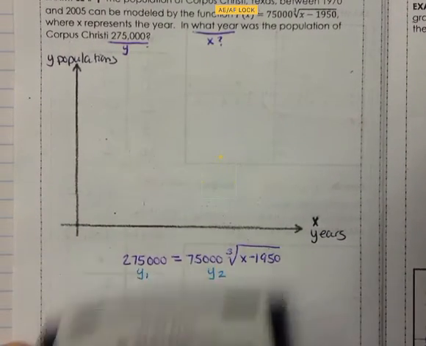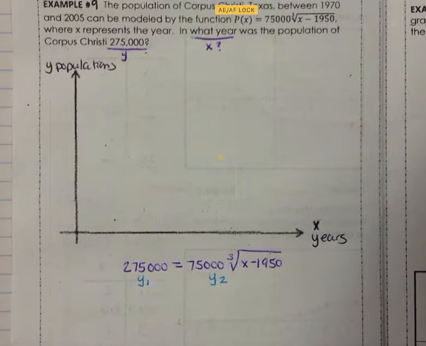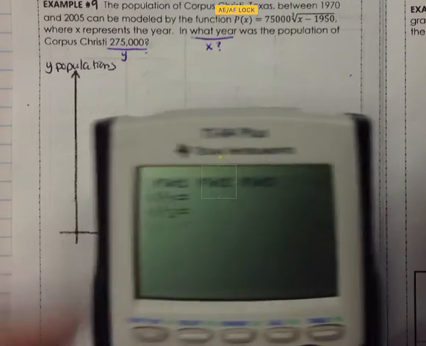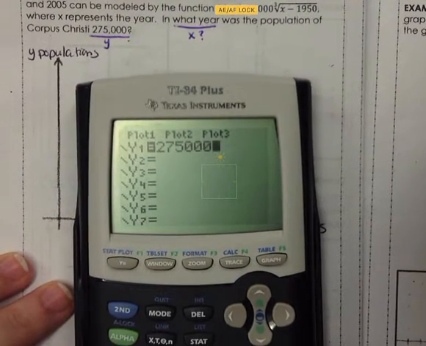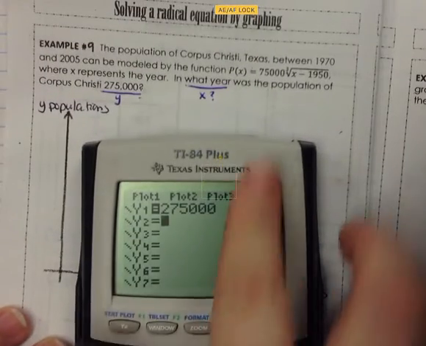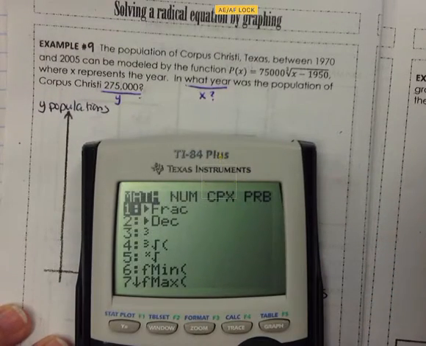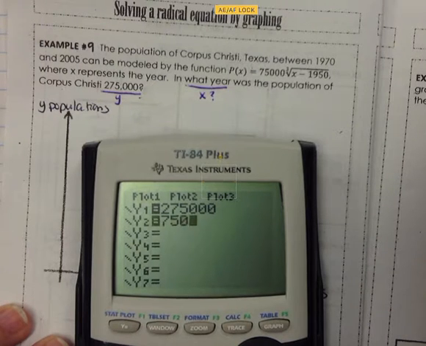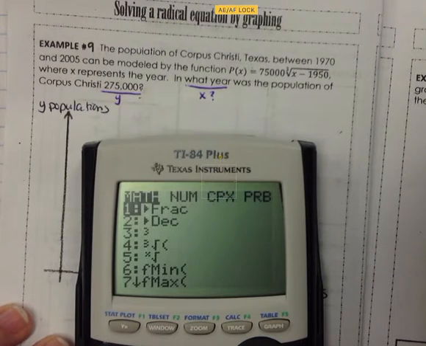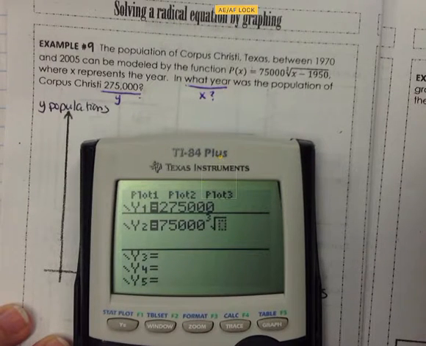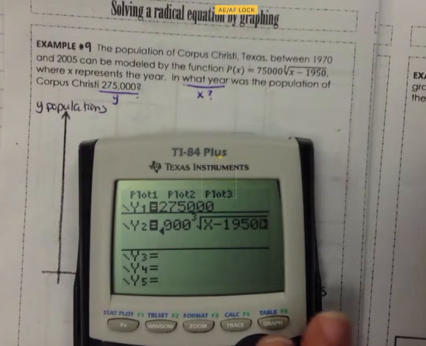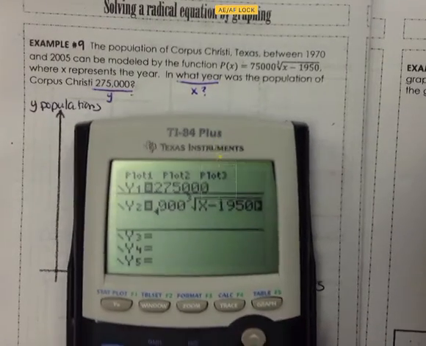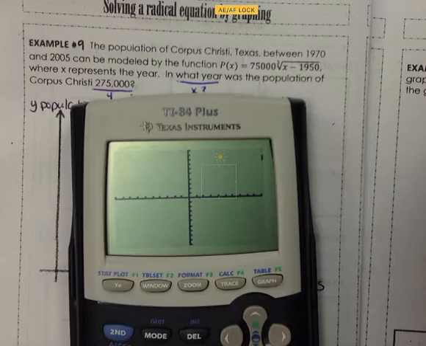If I go into my calculator, to y equals, I want 275,000 in my first one. And then my second one, I want the original function, so I need to do the cube root: 75,000, math, the cube root, and then x minus 1950. Now the 1950 should be the year, 1950. So then if I press graph, it's loading.